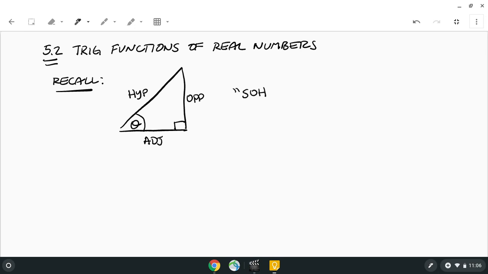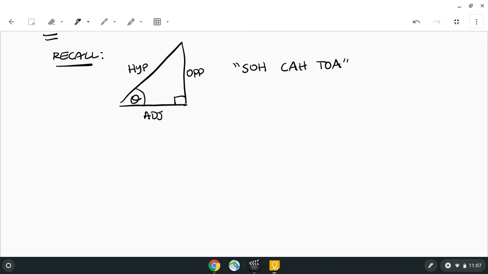Okay, and then hopefully you remember Sohcahtoa. Maybe you learned it as some sort of little poem. Somebody teaches it saying some old hippie caught another hippie tripping on acid. Okay, maybe that's not appropriate. Anyway, this will just help you remember the trig ratios.